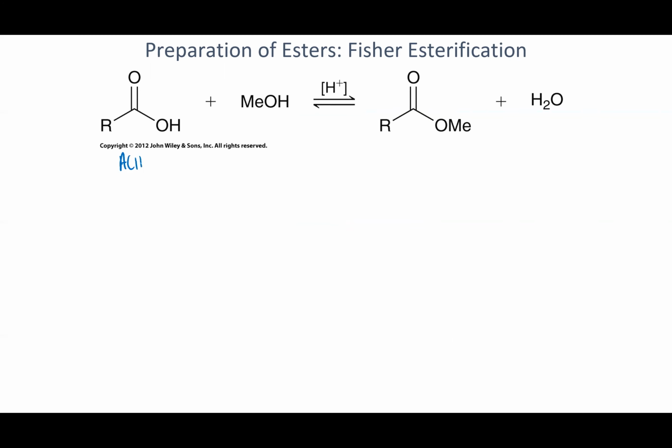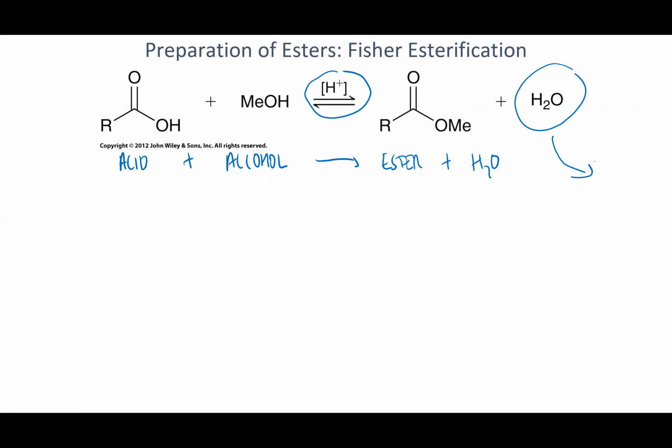So we have acid plus alcohol produces an ester and water. And notice we have equilibrium arrows here. It's catalyzed by acid, but this would be a case where we would maybe use something like our Dean-Stark apparatus that we talked about in the chapter on aldehydes and ketones when we were making things like acetals. We would use that Dean-Stark apparatus to remove water so that we can shift our equilibrium to the product side.